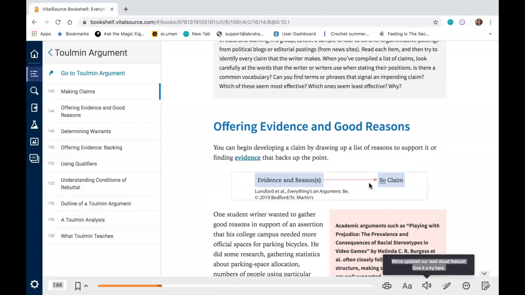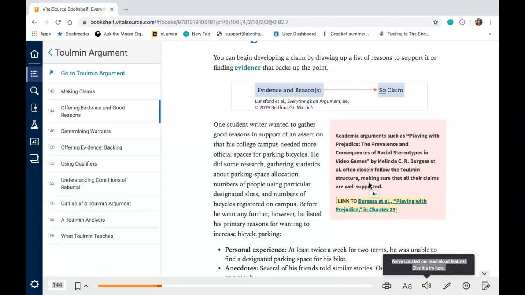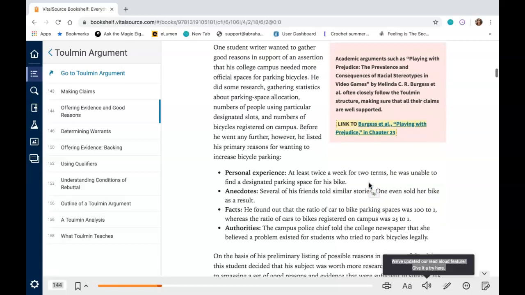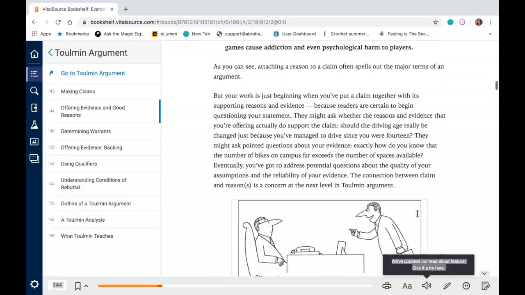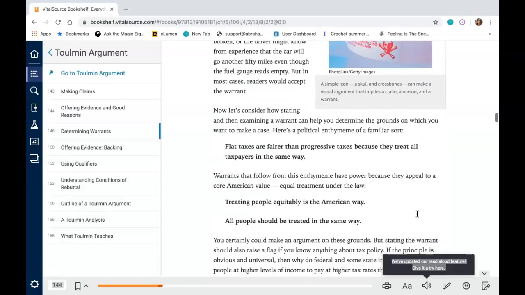So you need to offer evidence and good reasons. So here's some places where you can get evidence and good reasons. It could be personal experience, anecdotes, facts, and authorities. If you had a balance of all of these things, that would make your paper really strong because it would relate to your reading and your audience.